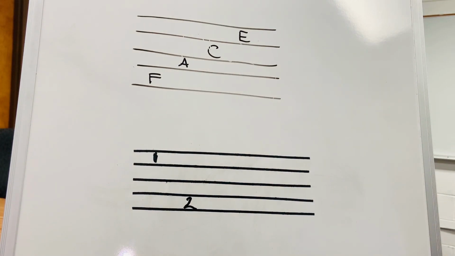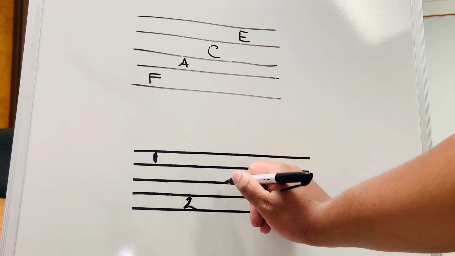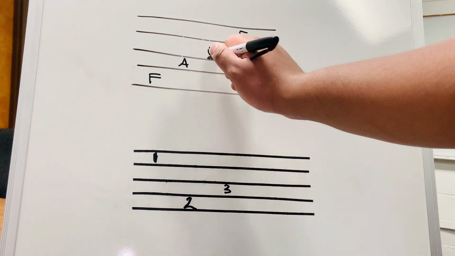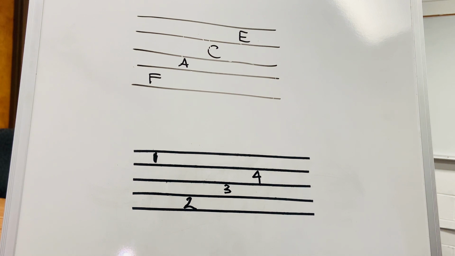Then what did I do? I started to go back up. You know, thirds at a time. What's next? A. And the last one, C. That's the order I played it in. E. Then drop down to F. A. Up to C.